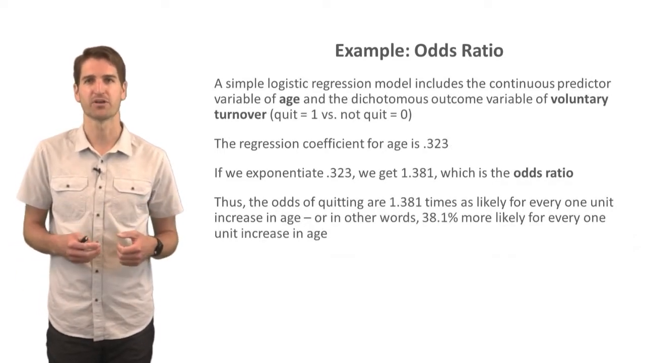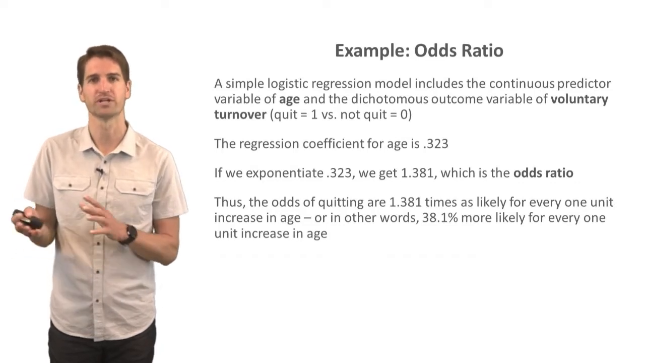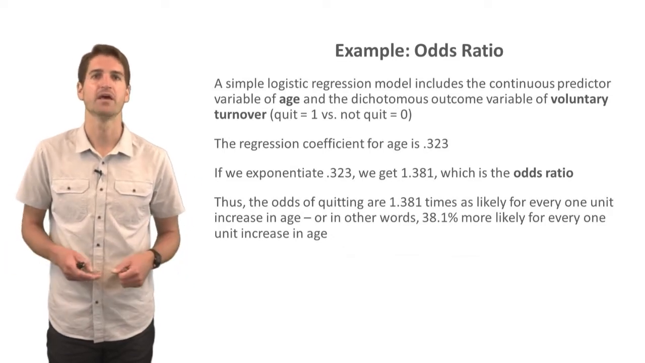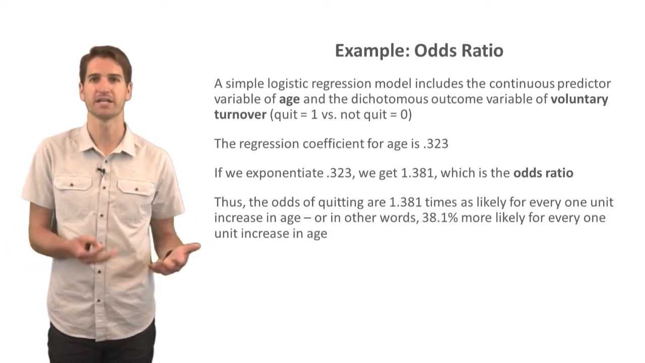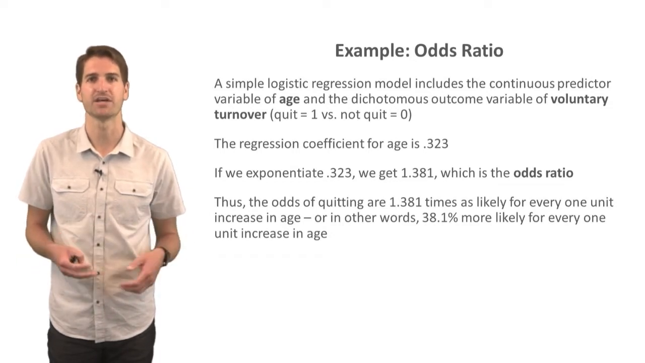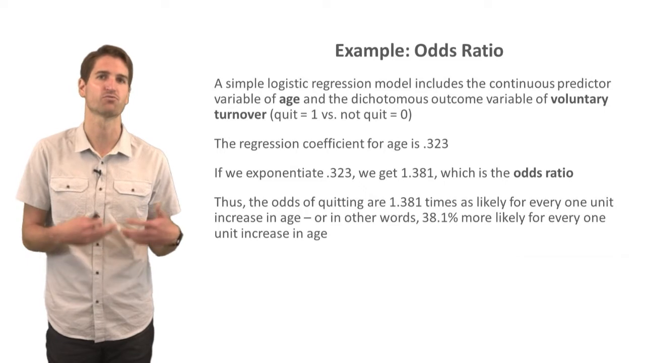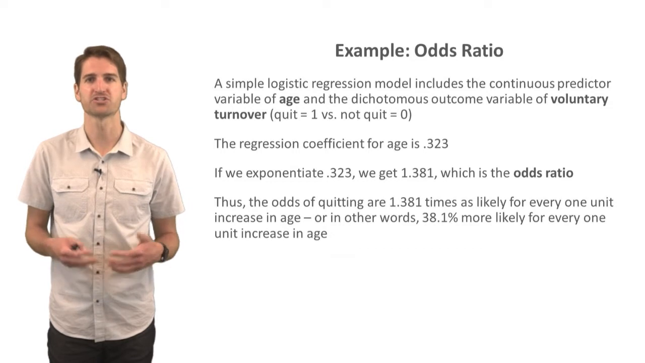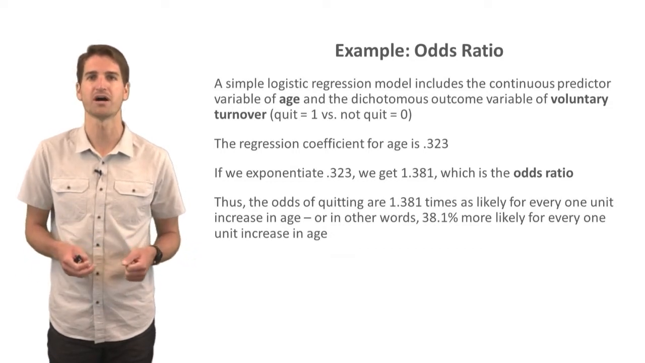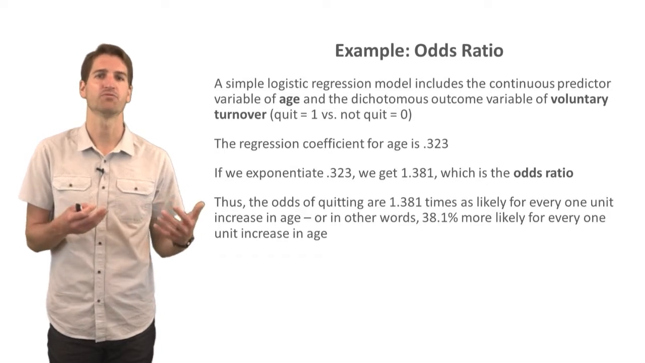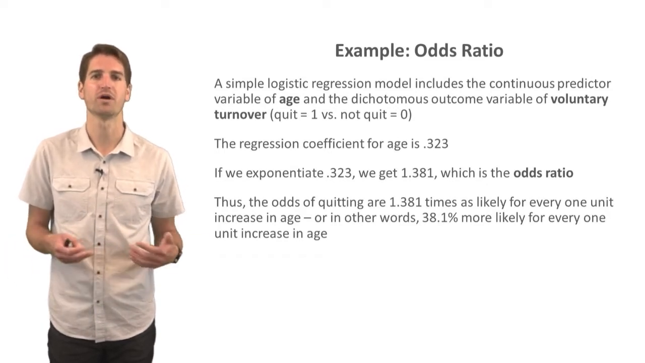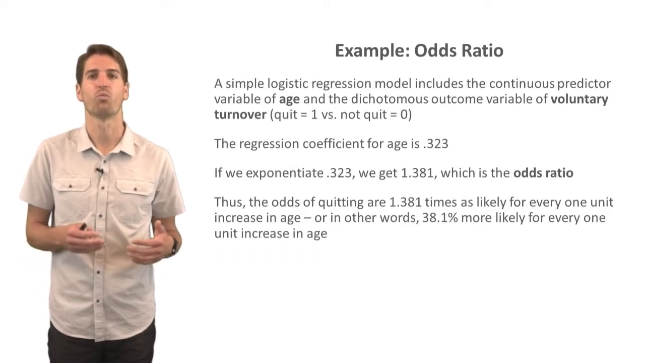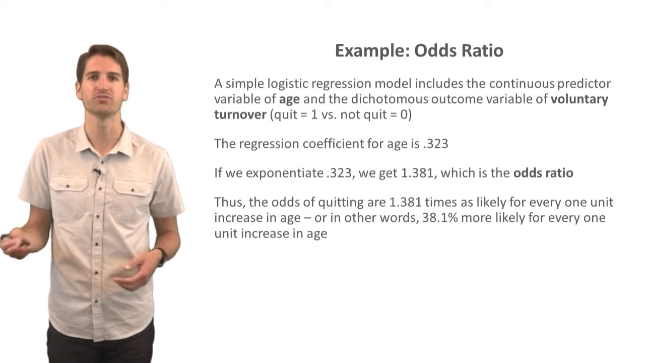Let's look through another example here, which will illustrate another potential thing you should consider when interpreting an odds ratio, specifically an odds ratio that is between 1 and 2. A simple logistic regression model is run, and this time the continuous predictor variable is age, and the dichotomous outcome variable is again voluntary turnover, where quit is coded as 1 and not quit is coded as 0. Let's assume that the estimated regression coefficient, which is the log odds, is 0.323. If we exponentiate 0.323, we get 1.381, which is the odds ratio. Thus, the odds of quitting are 1.381 times as likely for every 1 unit increase in age.